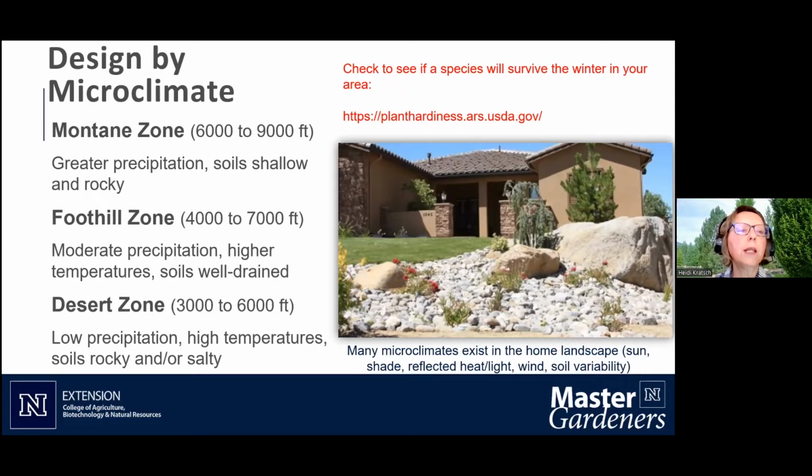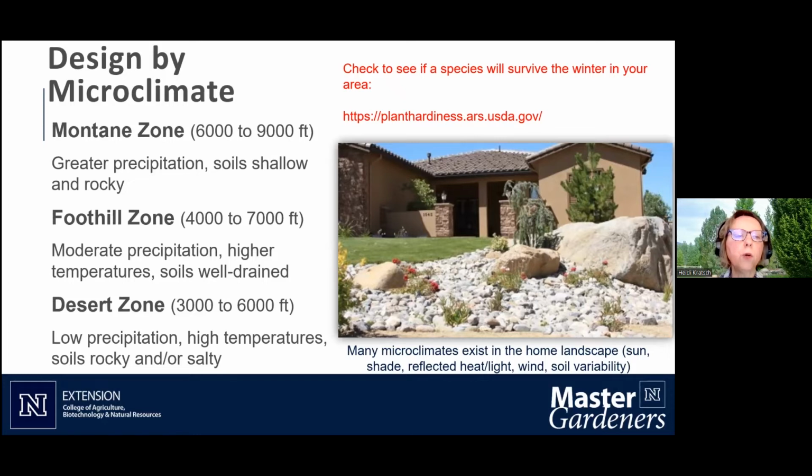In selecting native plants in Nevada, there are three main zones that you want to consider. The montane zone, otherwise known as the mountain zone, occurs from 6,000 to 9,000 feet. This zone has greater precipitation. The soils are shallow and rocky, and so plants native to this zone are adapted to those conditions. You'll want to look in your landscape for areas that will mimic those kinds of conditions, so those plants will feel right at home and be able to thrive.